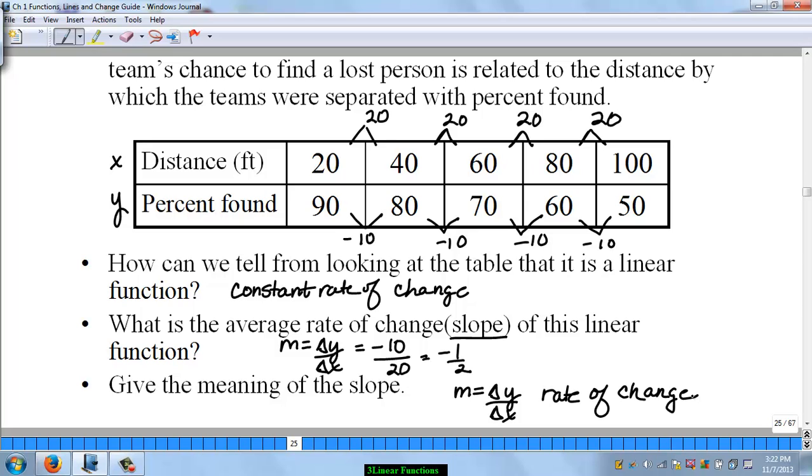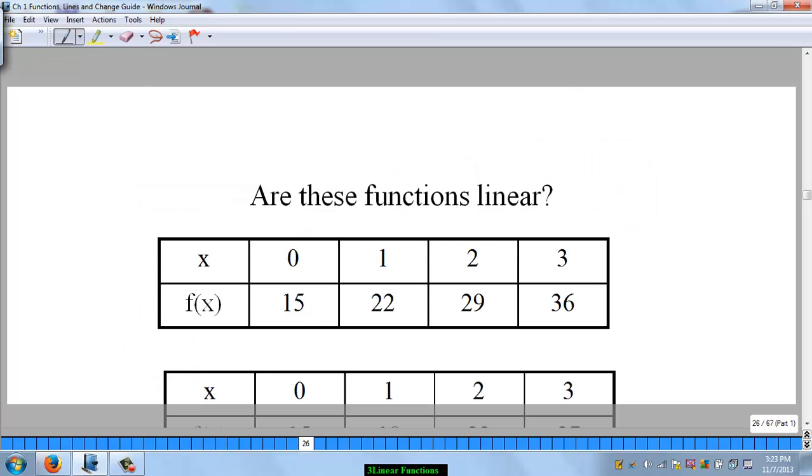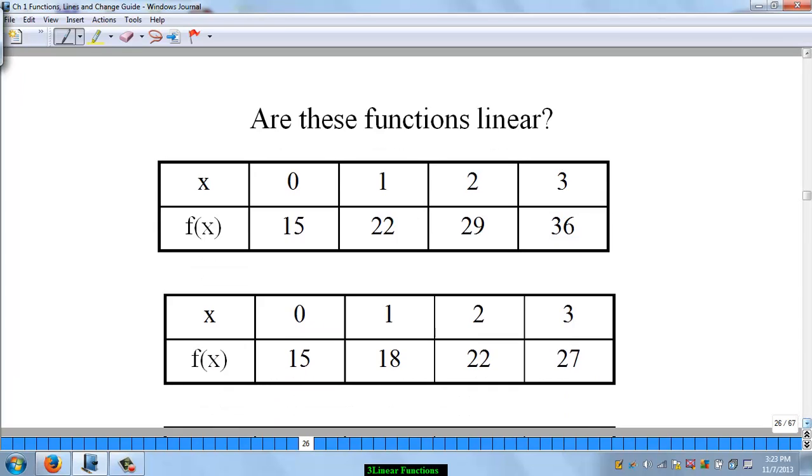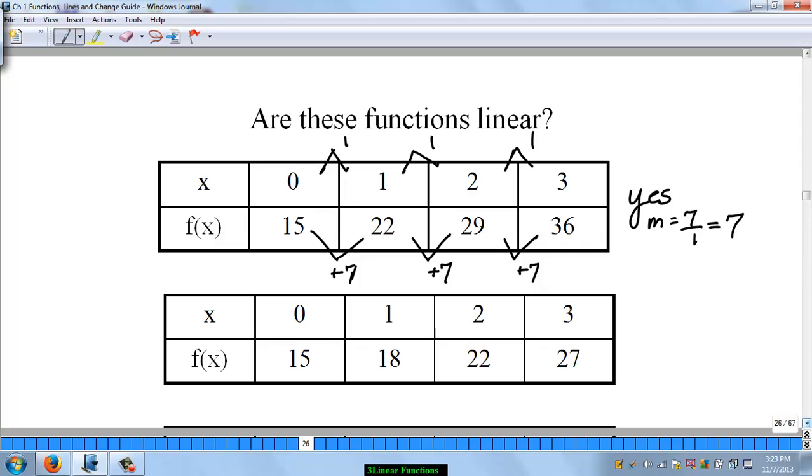All right? So let's practice some with some other tables, and we'll check to see if they're linear. The best thing to do is to show your carets. But you don't want to get tricked because sometimes they don't go in order. So let's do our carets here. So I'm increasing 1, increasing 1, increasing 1. Here I'm going up 7, increasing 7, increasing 7. So is this linear? Yes, it is. It has a constant rate of change. What is our slope? Well, it's 7 over 1 each time, or 7. So that is a linear function.